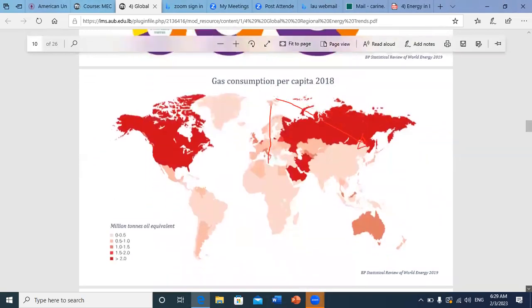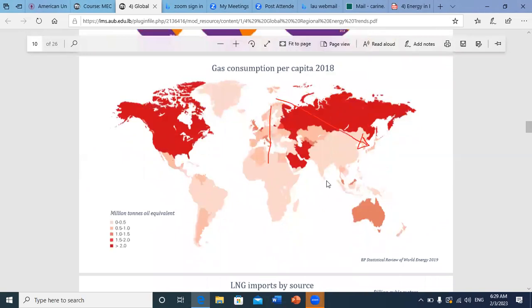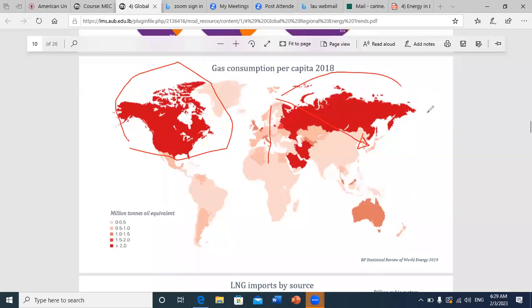So here also we can see the distribution of gas consumption in the world. And as usual, because North America is one of the most developed regions, in all cases for different resources, it is characterized by larger consumption per capita. For gas, Russia also has a lot of reserves, so this explains why we have a high consumption in Russia.